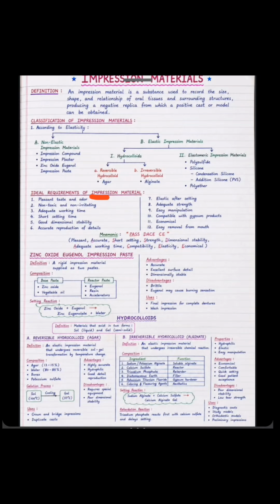F stands for accurate reproduction of details. The example is that it must capture the microscopic margins of a crown prep. If we take an impression and then give it for crown preparation, and we have accurate reproduction of details, then the microscopic margin of the crown preparation is captured accurately.